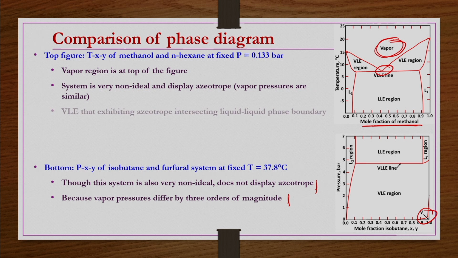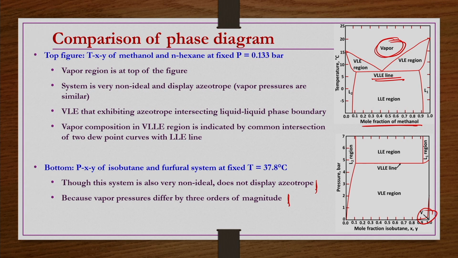And then the VLE exhibiting an azeotrope intersects the liquid-liquid phase boundary in this case of the TXY diagram, and we have a kind of VLLE line. The vapor composition in the VLE region is indicated by the common intersection of the two dew point curves with the LLE line, as already discussed. Such a system is known as heterogeneous azeotropy.